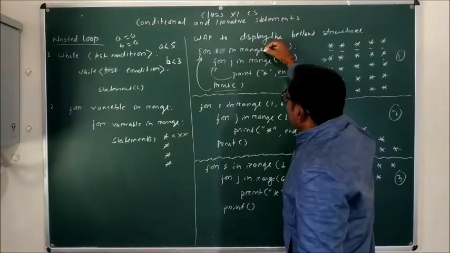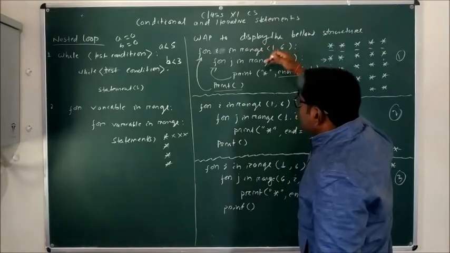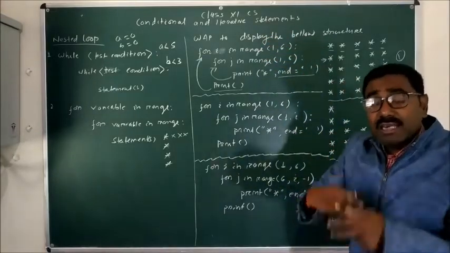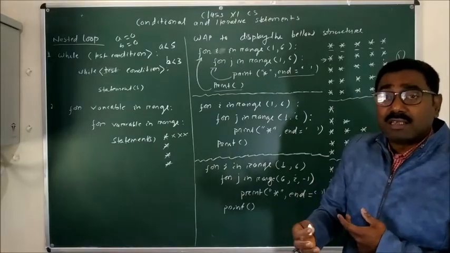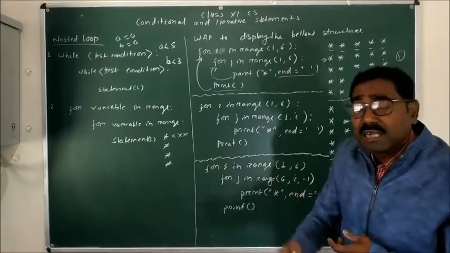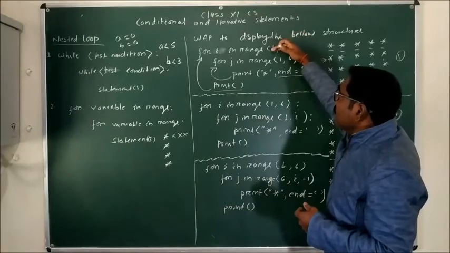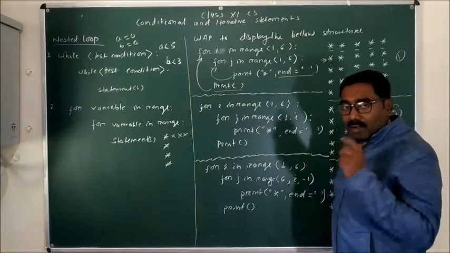At each execution of the I loop, the J loop will complete all its executions. How many executions are there? The number of executions will be completed at each execution of the I loop.